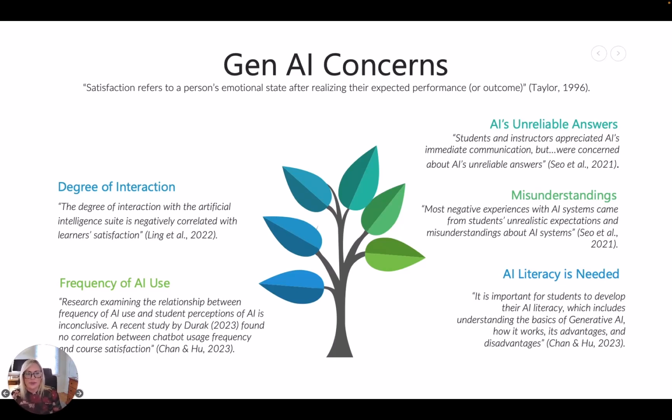Negative experiences with AI systems come from students' unrealistic expectations about AI and misunderstandings, which is why we have to educate our students, each other, why we have to keep up to date on what's going on and just be very transparent in talking about how we use it and why we should use it and when it's not appropriate. So as this next point says, it's important for students to develop their AI literacy, how it works, advantages and disadvantages.